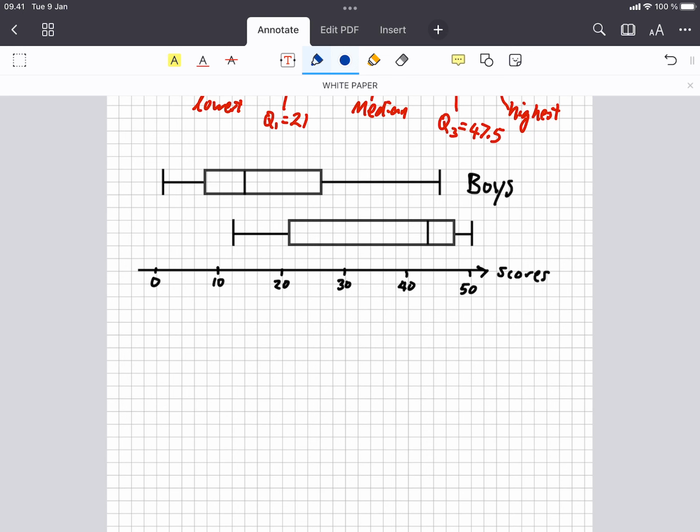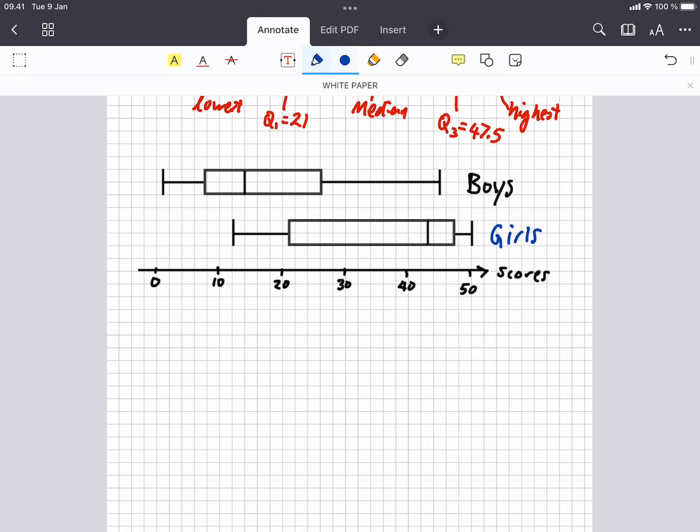So I tidied that up a bit, boys' scores and girls' scores. As you can see, you get a comparison between the boys' scores and the girls' scores. And generally, there are two things that a box plot is good for, and that's showing you the central tendency of the data. What does that mean? Well, it just means where is the middle of the data? What are the scores like generally? And it also shows us how spread out the data is.